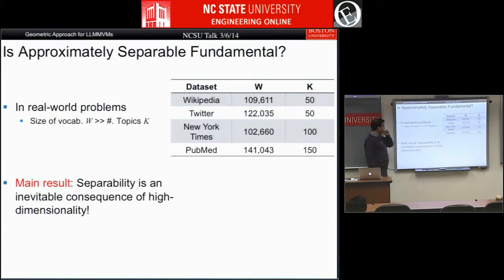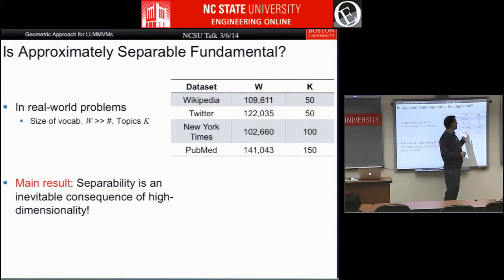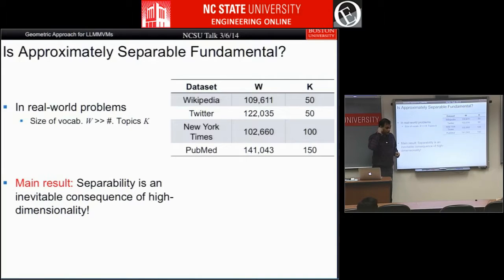Now, here is one of our main results. We are going to ask the question: is this notion of approximately separable a fundamental notion? What I want to argue is that in real world problems, whenever the size of the vocabulary W is far bigger than the number of topics, such as in Wikipedia, Twitter, New York Times, and so on, where the number of words in the vocabulary is far, far bigger than the number of topics, then for a very general class of generative models that you can consider, the model turns out to have an approximately separable structure.